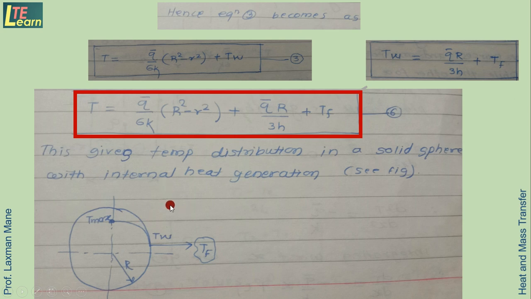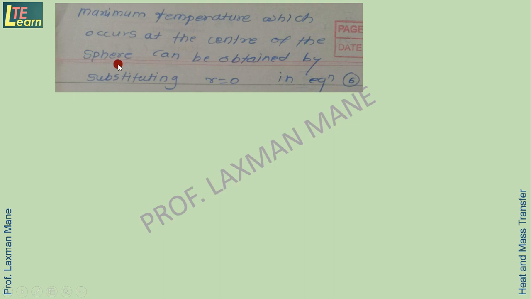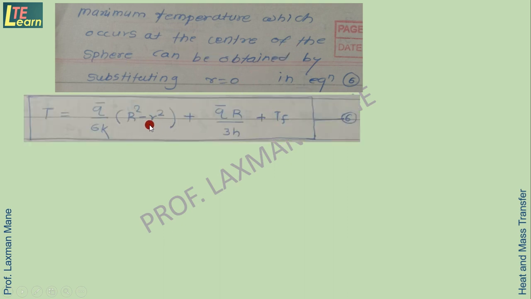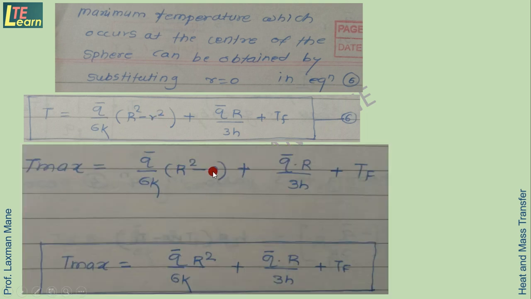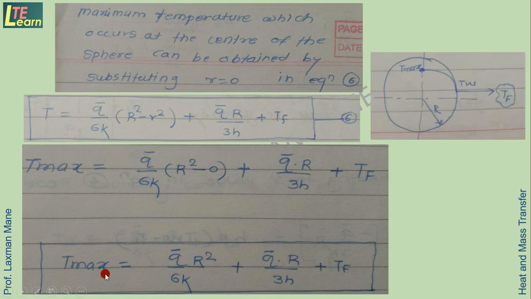Now in this case, we want to find temperature at center, means at r is equal to 0. So when we put r is equal to 0 in equation number 6 here, then we get this expression, that is q by 6 times R square, remaining terms as it is. This is a temperature, maximum temperature, which we find at the center, means r is equal to 0.